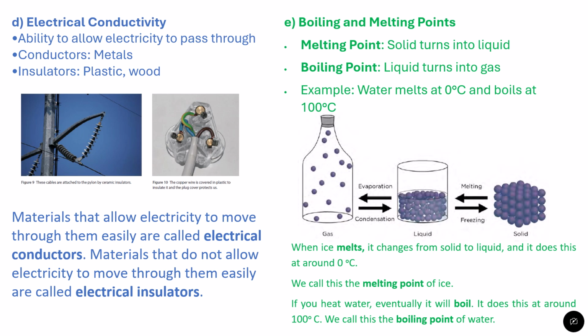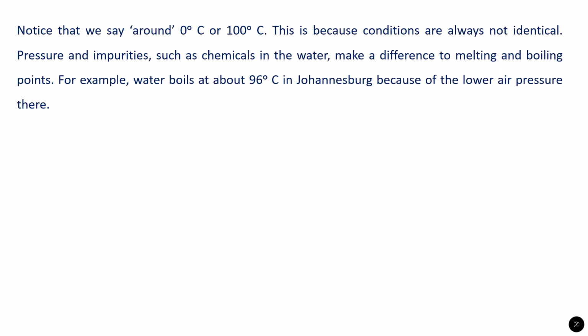So when ice melts, it changes from a solid to a liquid, and it does this at 0 degrees Celsius. We call this the melting point of ice. The boiling point of water is 100 degrees Celsius. So around 0 degrees we say it's the melting point, and around 100 degrees we say it's the boiling point.